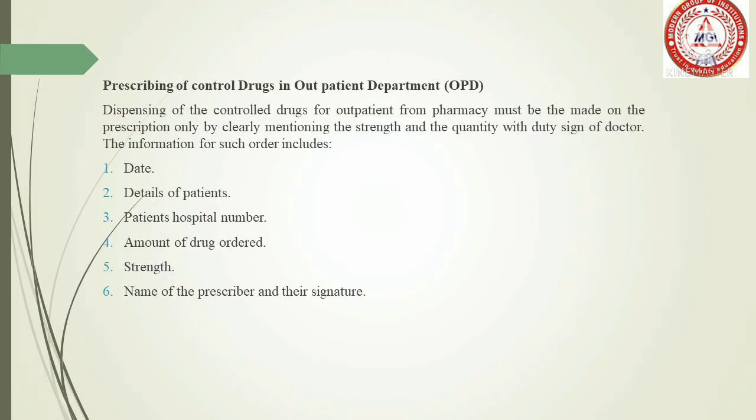Next, prescribing of controlled drugs in the outpatient department, OPD. Dispensing of controlled drugs to outpatients from pharmacy must be made on prescription only, clearly mentioning the strength and the quantity, with the signature of the doctor. The information for such an order includes: first, date; second, details of patient; third, patient hospital number; fourth, amount of drug ordered; fifth, strength; and sixth, name of the prescriber and their signature.